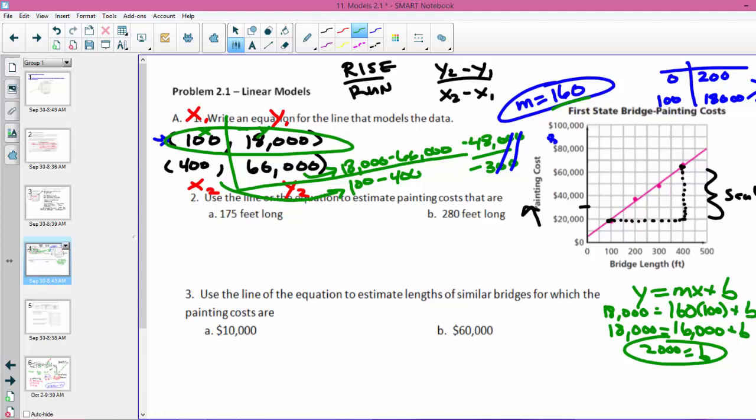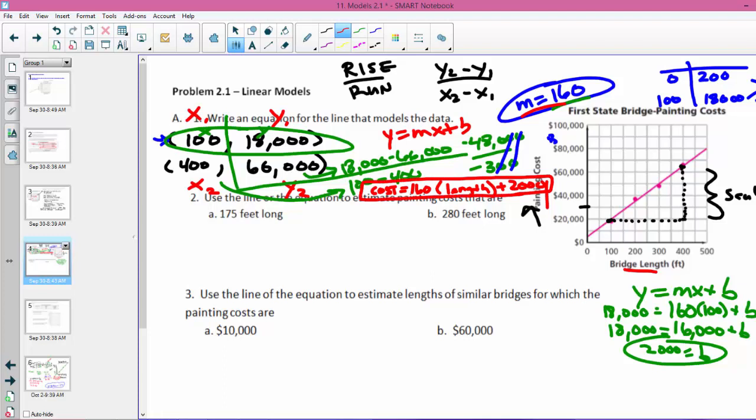So we can now write our equation, y equals mx plus b. So in this case, y is painting cost, m is 160, x is bridge length, plus b, which is 2,000. Now we're going to use that equation to make predictions.